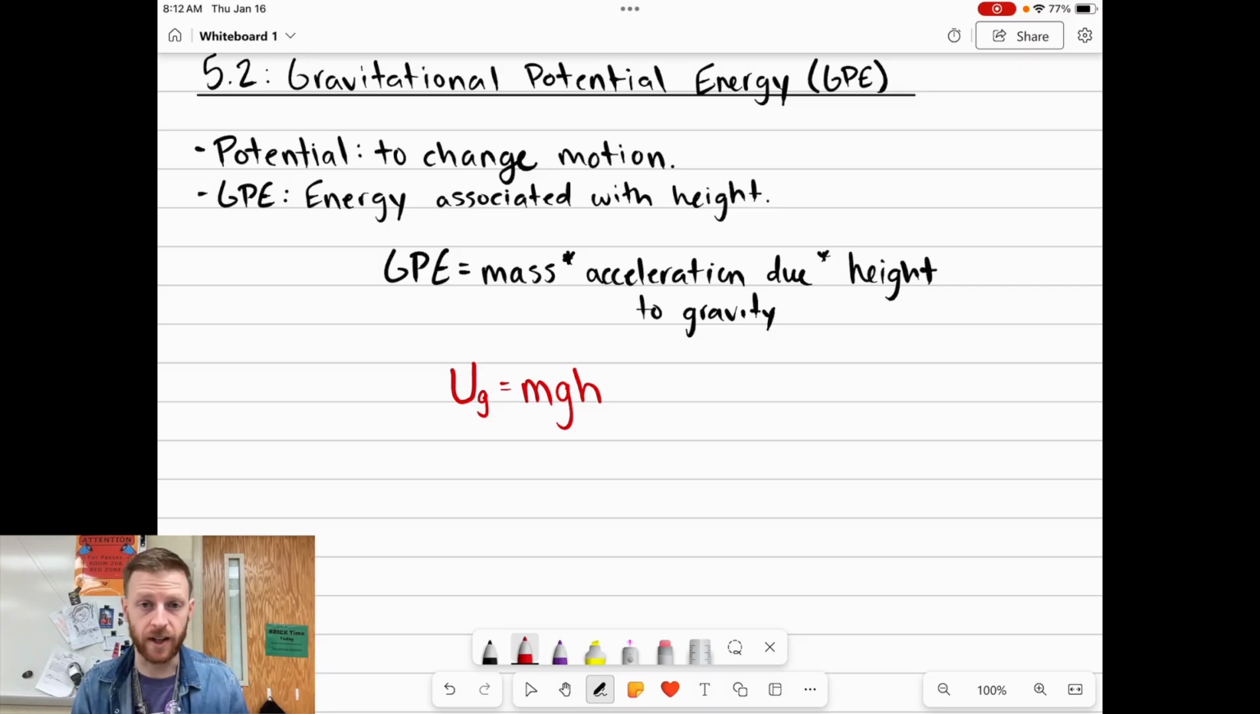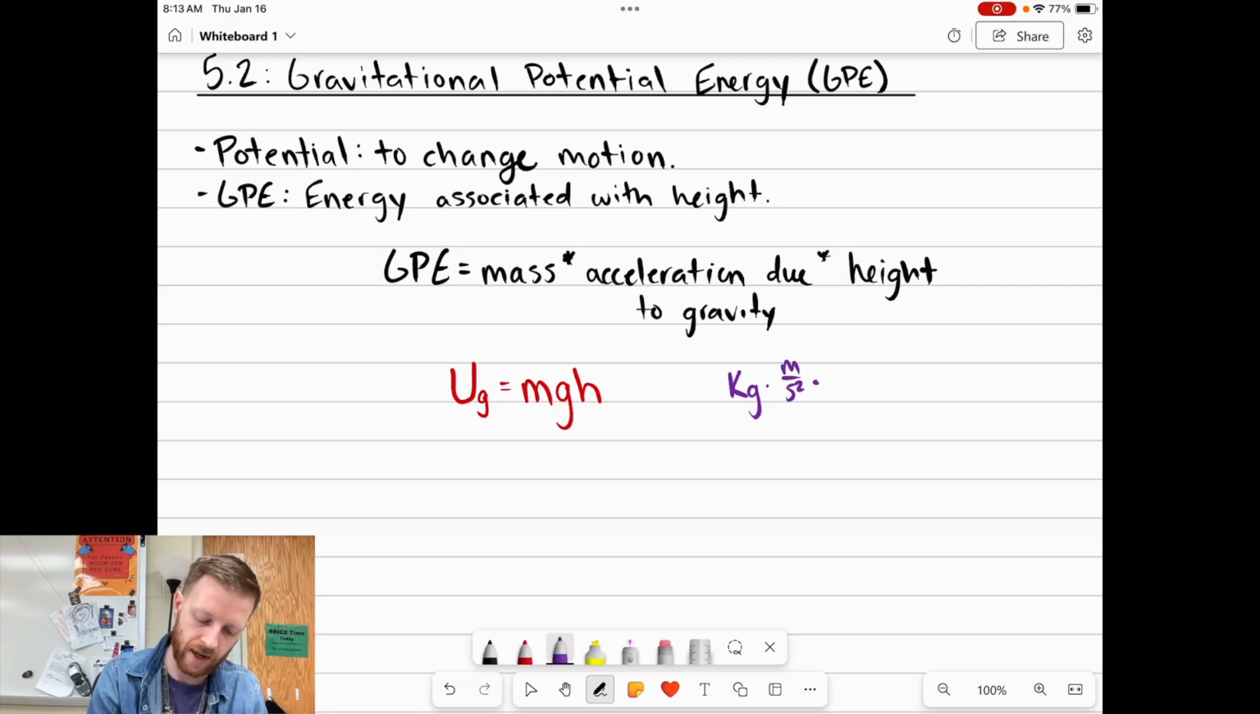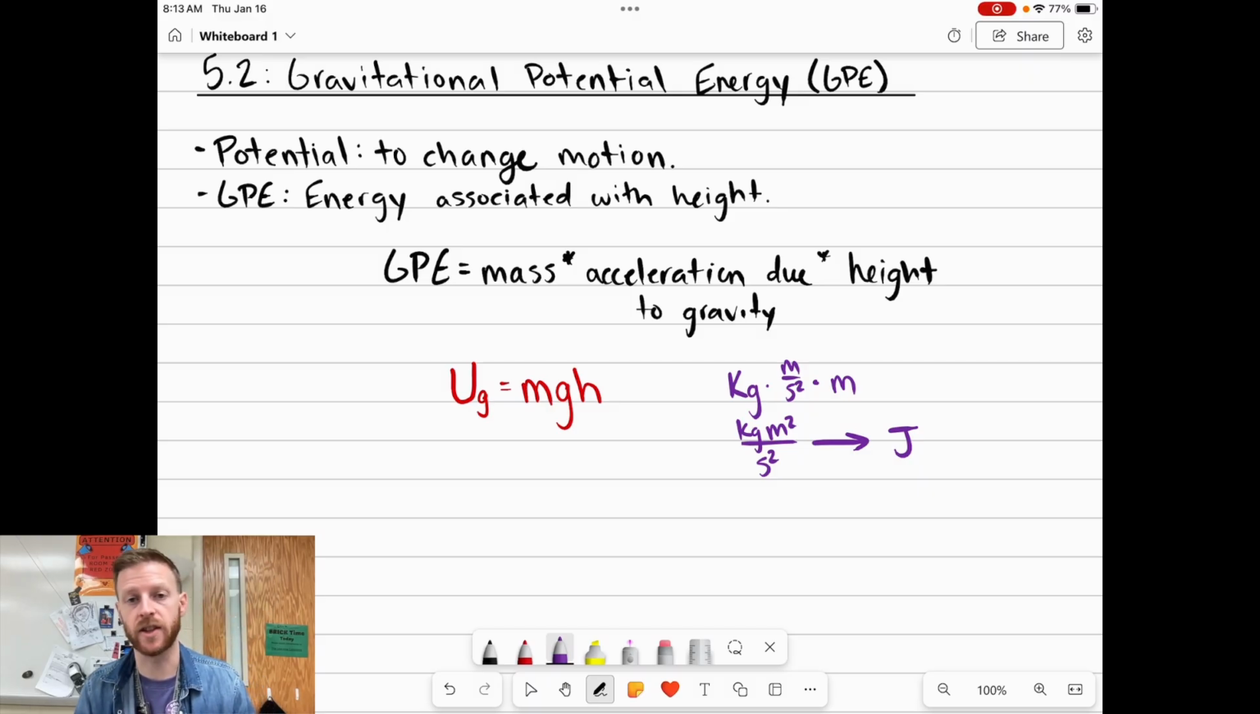Now, the unit here, if we were to do a little bit of unit analysis, which we've done in the past, I would have kilograms times meters per second squared times meters, which gives me a unit of kilogram meters squared per second squared, which converts into joules. So we have the same unit for work as we do for energy. That's why this unit is tied together, because work and energy go hand in hand with one another.